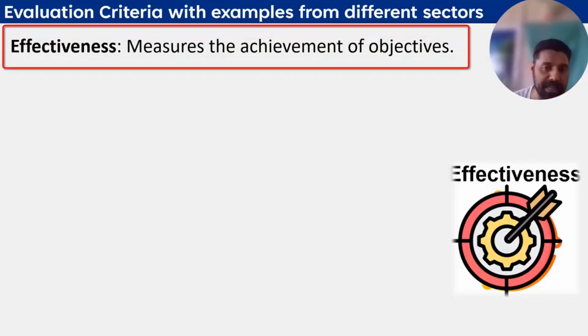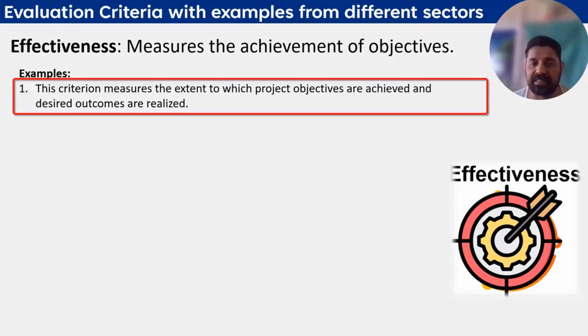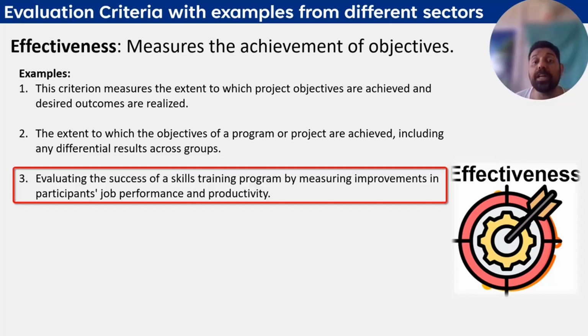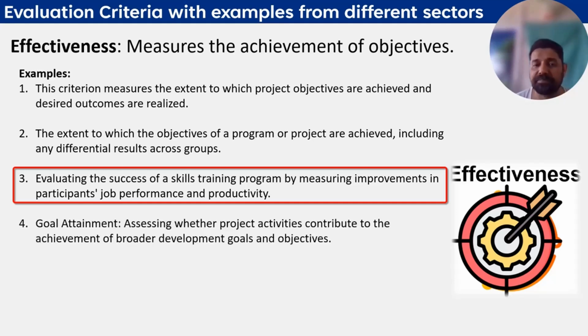Now the next one is effectiveness. It measures the achievements of objectives. This criteria measures the extent to which project objectives are achieved and desired outcomes are realized. The extent to which the objectives of a program or projects are achieved, including any differential results across groups. Similarly, evaluating the success of a skill training program by measuring improvement in participants' job performance and productivity.